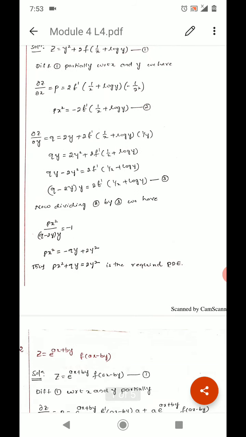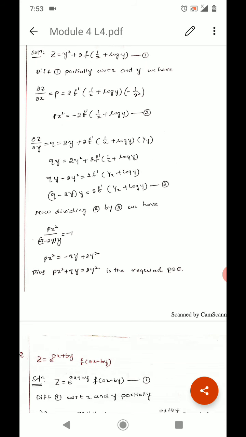Now differentiate with respect to y partially. That means del z by del y, which is equal to q, which is equal to, so here differentiation of y square with respect to y is 2y plus again differentiate the function. So 2 into f dash of 1 by x plus log y. Now differentiate the terms which are in the function with respect to y. So 1 by x becomes 0 with respect to y, plus log y, differentiation of log y with respect to y is 1 by y.